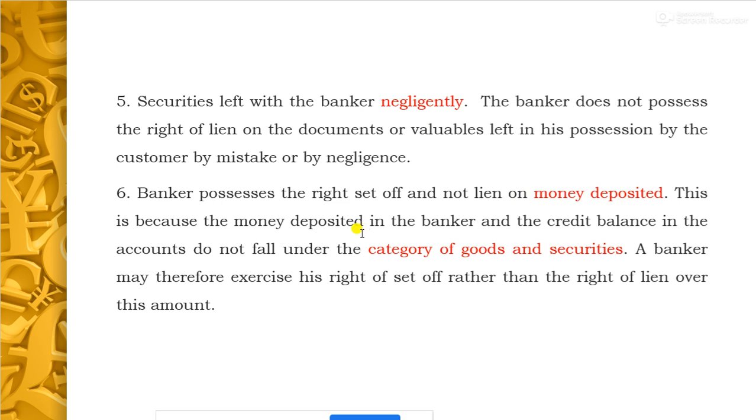So we have discussed what is banker's right of lien, what are the different types of lien, then what are the features of banker's right of lien, and also the various exceptions to the banker's right of lien.